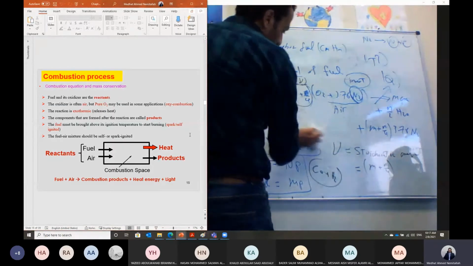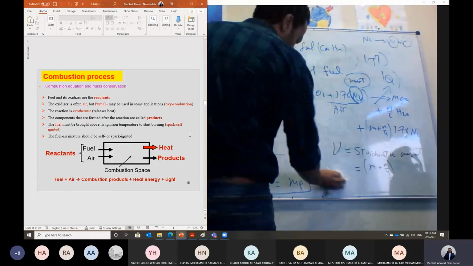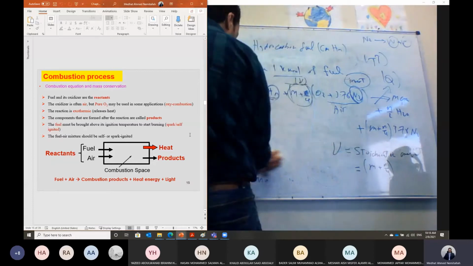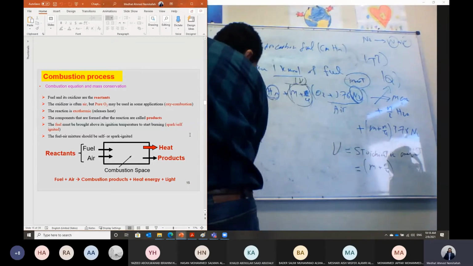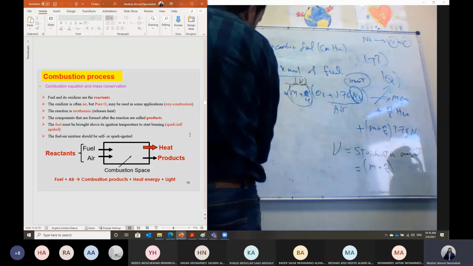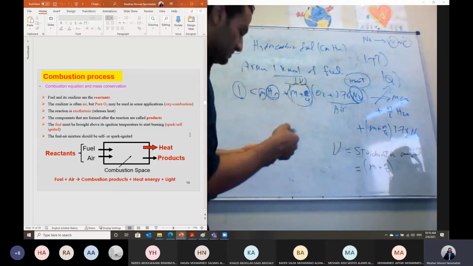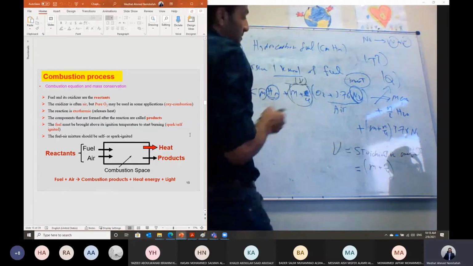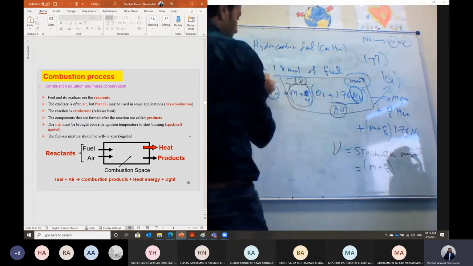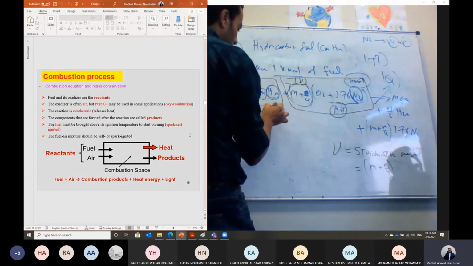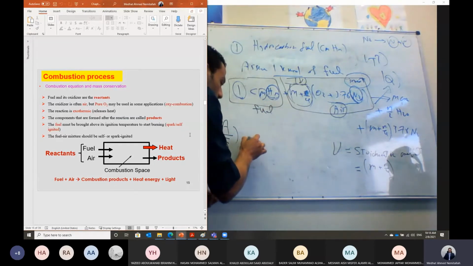We call this combustion, Shabab, theoretical or stoichiometric combustion. Stoichiometric means we have just enough air to completely convert the fuel. We don't have excess air or a shortage of air, just the theoretical amount. Based on this, this is the air, the number of moles of air, and here is the fuel. In this case, we can calculate the air to fuel ratio by mass.